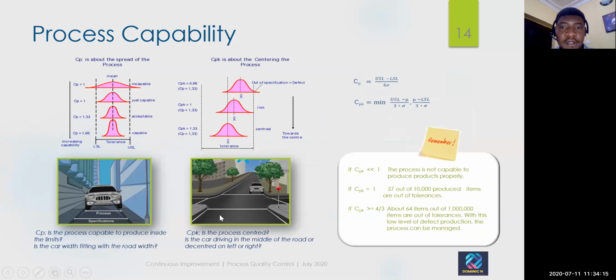Like I was saying, it's more important for you to be sure that your car width is fitting the road width than focusing on whether your car is centered. CPK talks more about, is the process centered? Is the car driving in the middle of the road? Is it to the left or the right? The most important thing is, is my process capable of producing inside that limit, first of all?